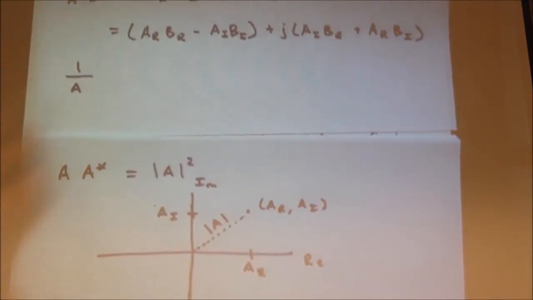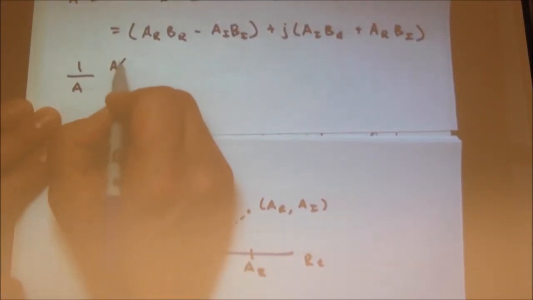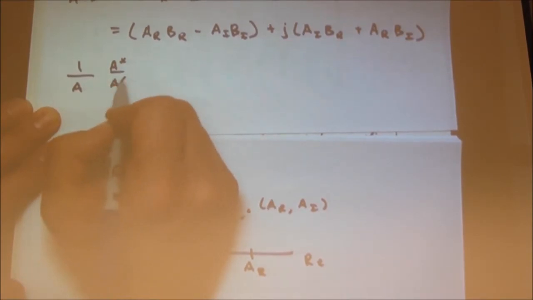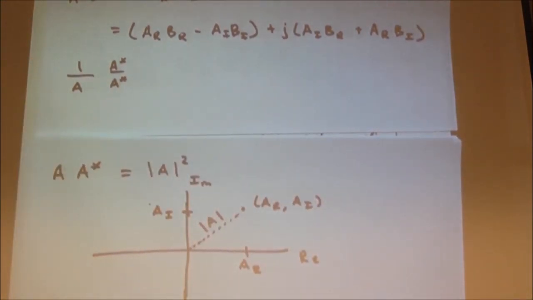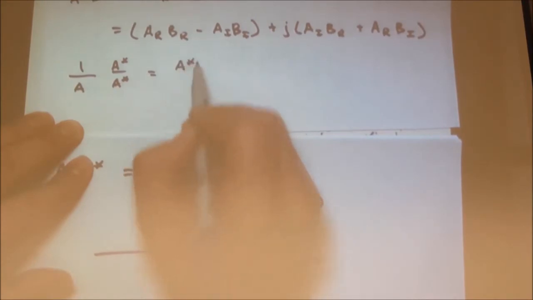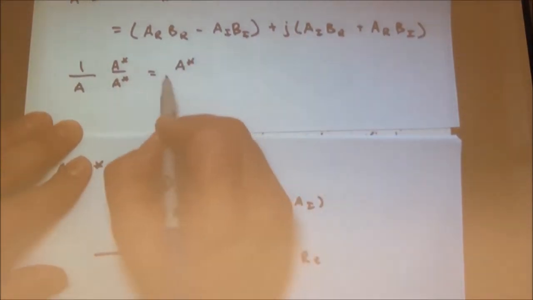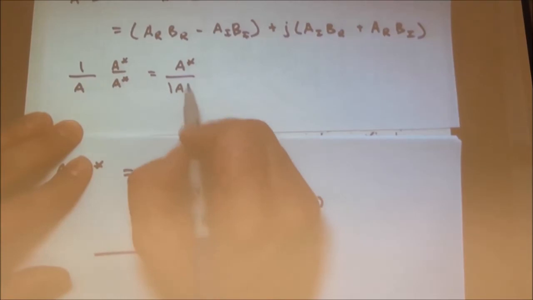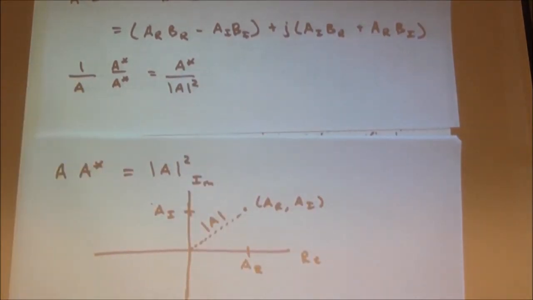So when we look at 1 over A, one of the things we can do is multiply by A conjugate over A conjugate, which I hope we all agree is 1. And that just winds up being A conjugate, which we recognize as just changing the sign of the imaginary term, over the magnitude squared.